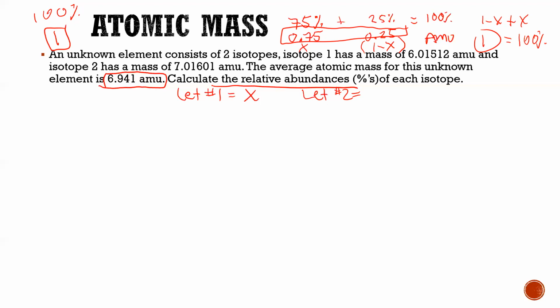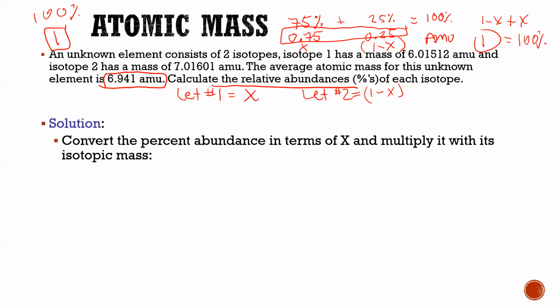So I'll let isotope number 2 abundance be 1 minus X. Now, why does this help me? Well, I can do what I did before. I can convert the abundance in terms of X and multiply it by its mass, and then add up those products and set it equal to the average atomic mass that they gave me. Before, I was trying to find the average atomic mass. Now they give it to me. So how do I do that?